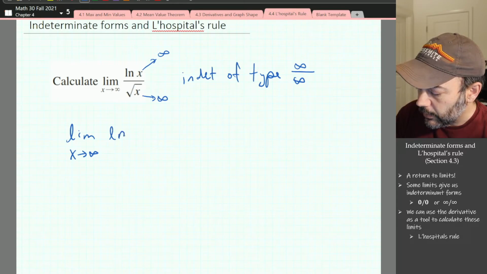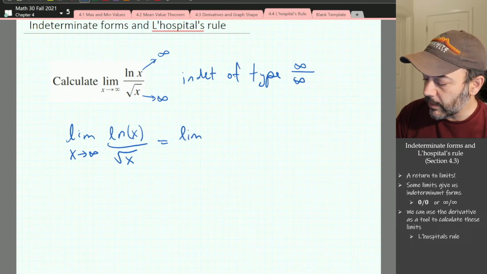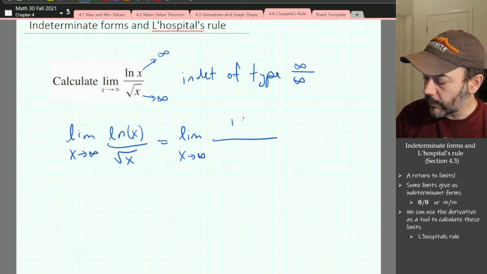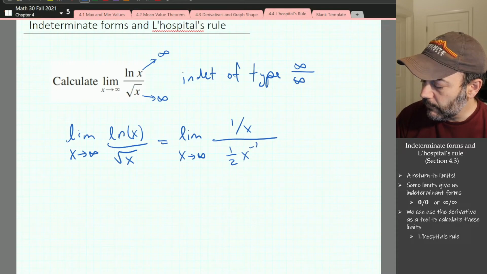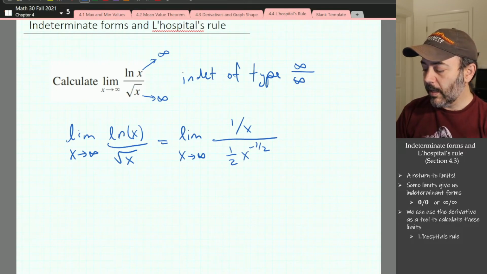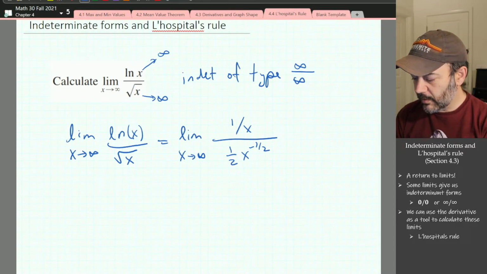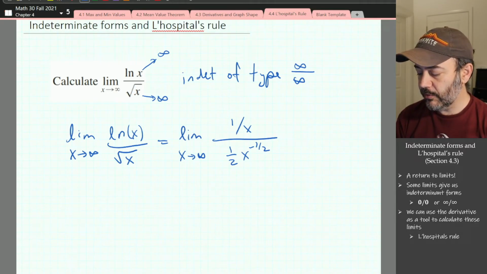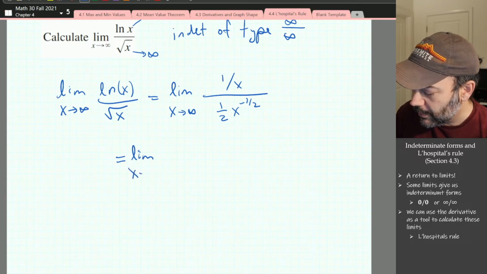The limit of the ln x over the square root of x is equal to the limit of the derivatives. So we just rewrite the limit, and the numerator is 1 over x, and the denominator is the derivative of the square root of x, which is x to the 1/2. So we get this. Now if you just plugged in infinity in top and bottom, you would get infinity over infinity again. But can you see that we can just do some algebra to reduce this?